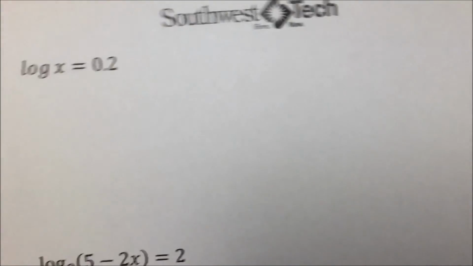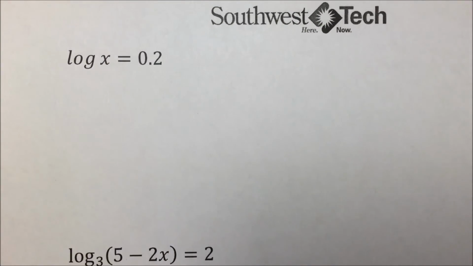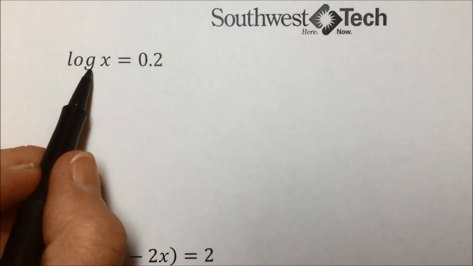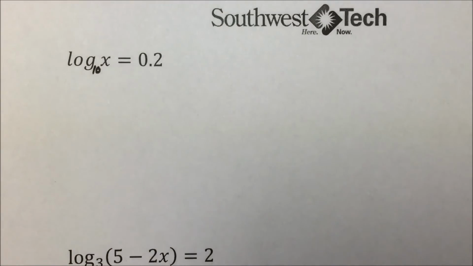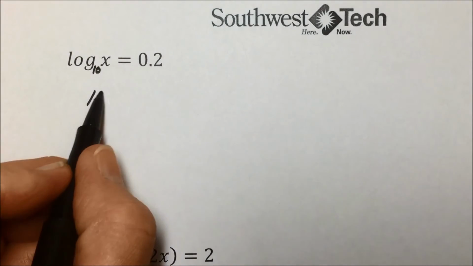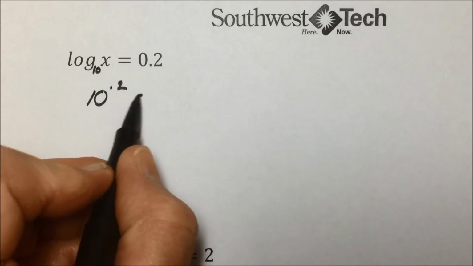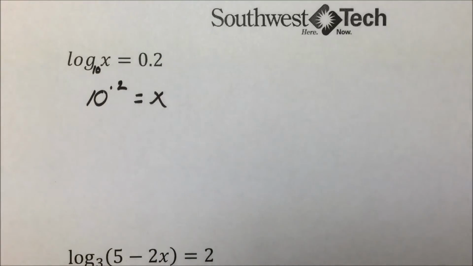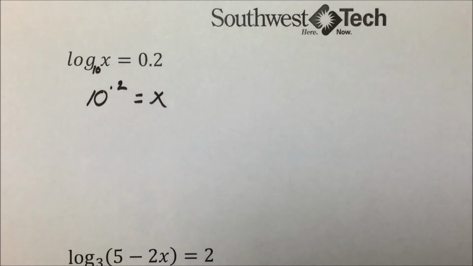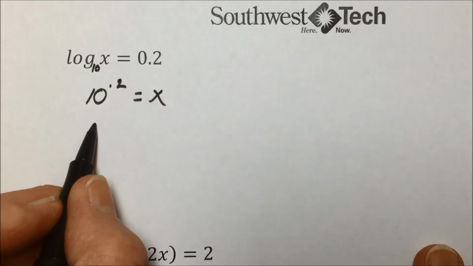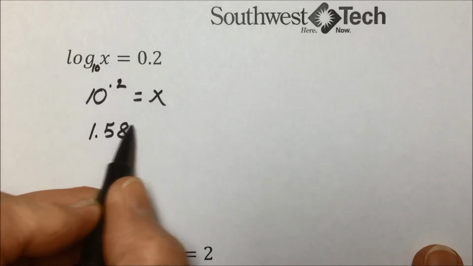A couple other examples. Here we're given a log with no base, understood to be a common logarithm of base 10. To solve a logarithmic equation, transform it into exponential. So it would be 10 to the 2/10 is equal to x. And it's a matter of just raising 10 to the 2/10 power using your calculator, you should find 1.58 is equal to x.